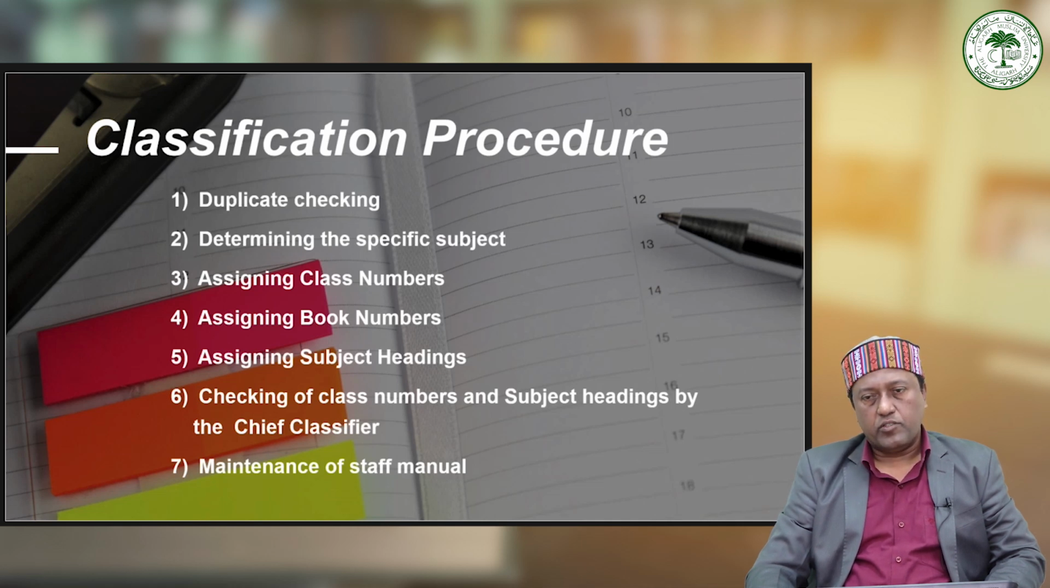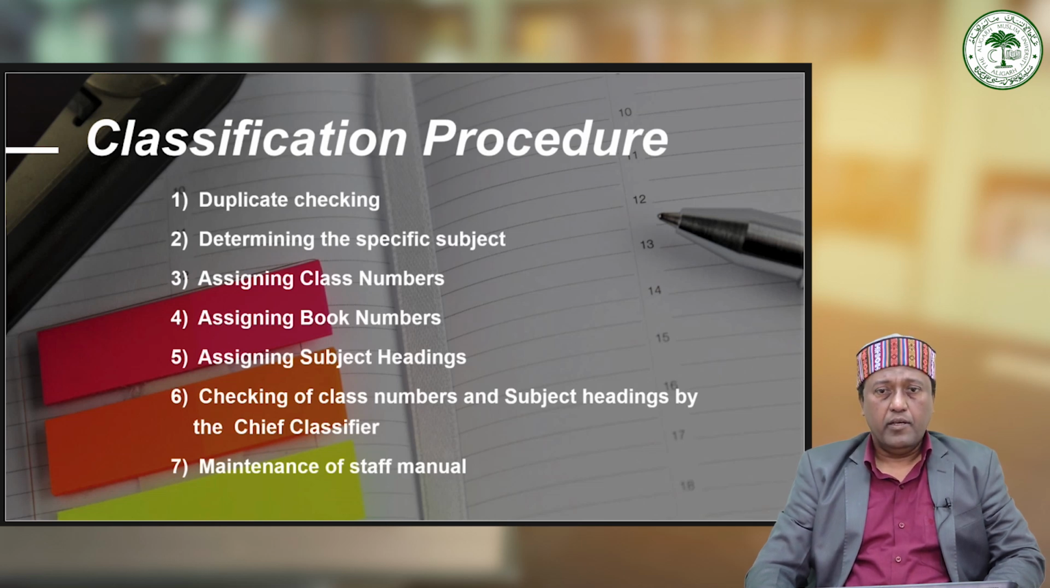So what the junior classifier is supposed to do is just assign the class number, write it with pencil on the verso side of the title page, and later when the chief classifier goes through it, if he feels that it needs to be rectified, it can be easily rectified. The fourth important step here is assigning the book number. Because the class number and book number together are called the call number. So it's basically the process of giving a call number. Half the part is done, and the second part is assigning the book number.